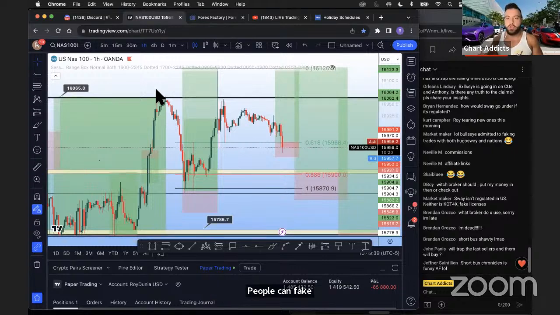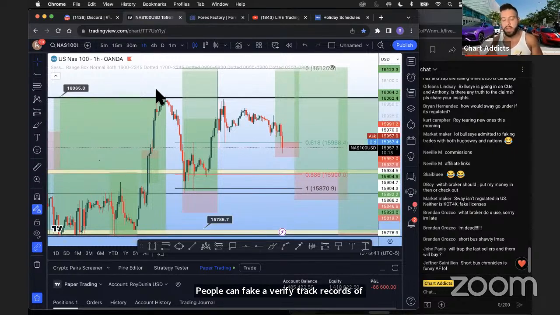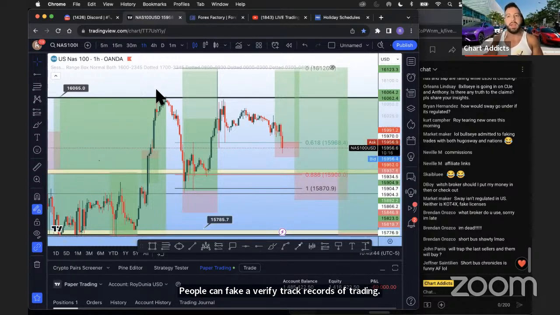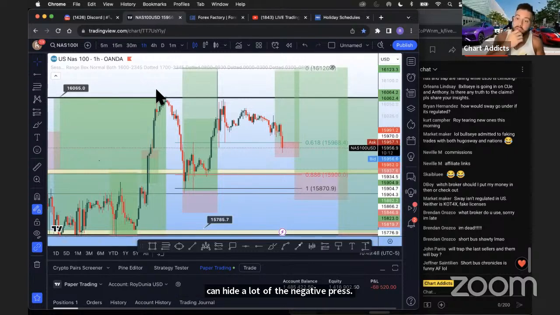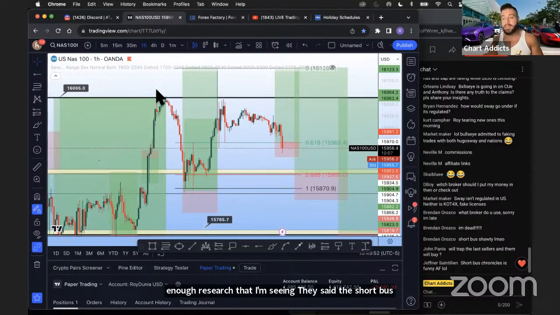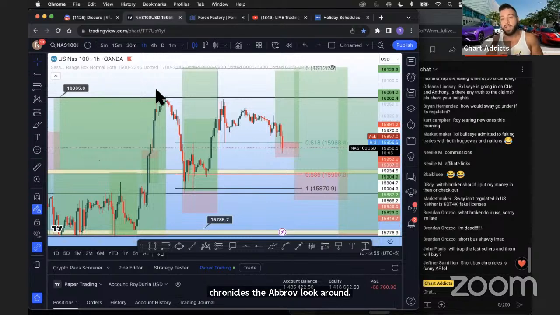verified track records of trading, verified track records of people getting paid out. They can hide a lot of the negative press long enough for no one to know what's going on. But with enough research that I'm seeing, they said the Short Buzz Chronicles. Yeah, bro, look around. It's Forex. 95% of traders lose. The only explanation is Short Buzz Chronicles.